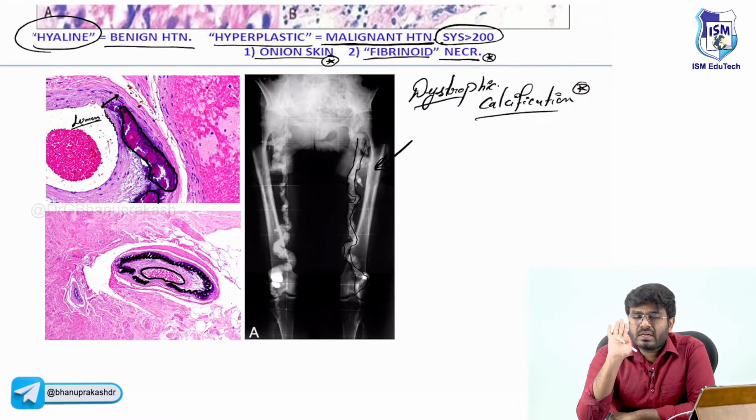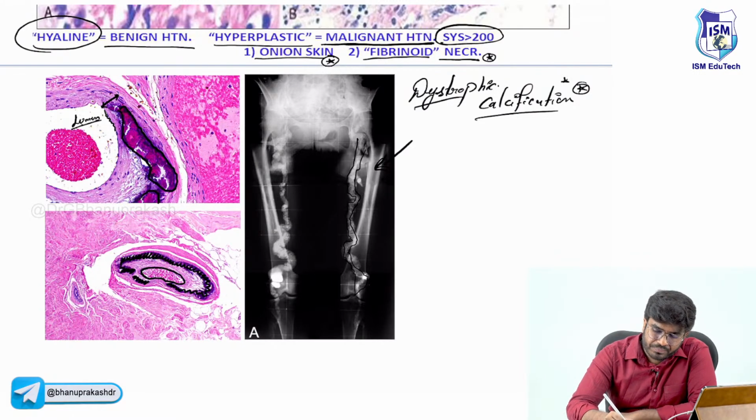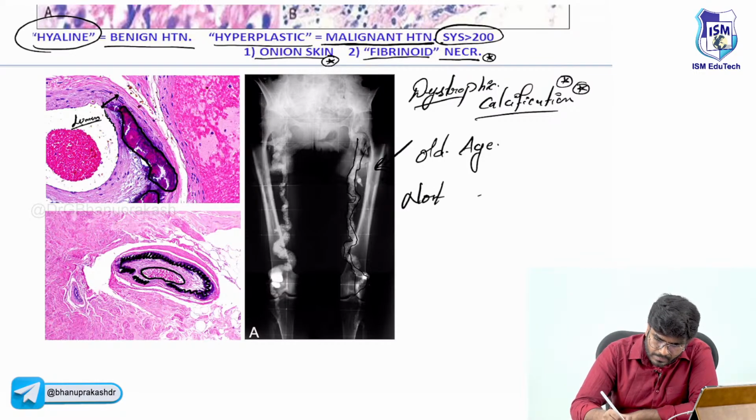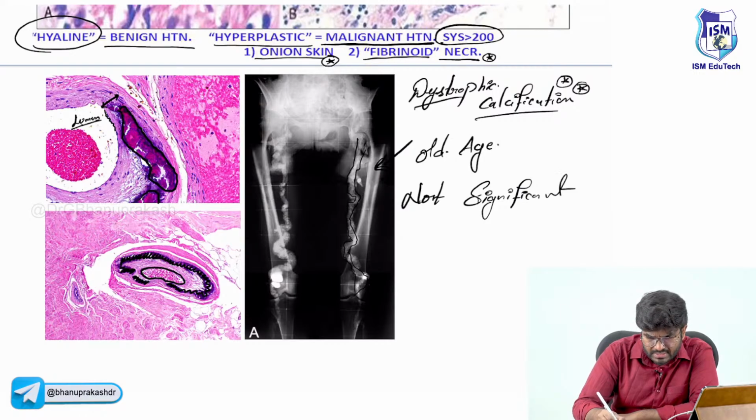I'm not going to go into detail again about what exactly dystrophic calcification is, but here this Monckeberg medial calcific sclerosis is an example of dystrophic calcification. Seen in whom? Seen in old age people. Is it significant? No, it's not a significant condition, not a problematic thing.